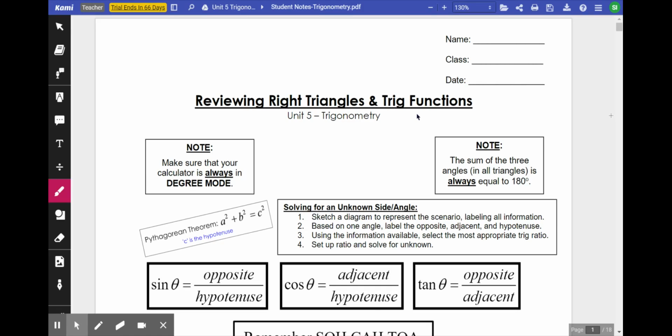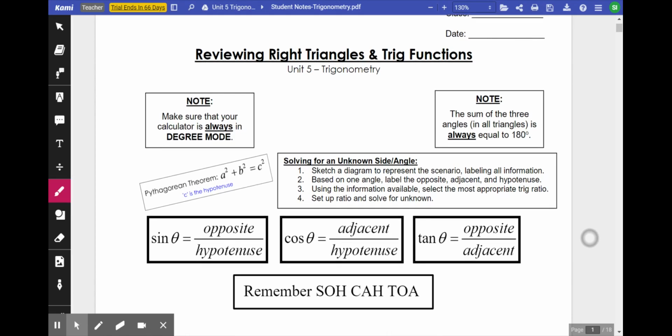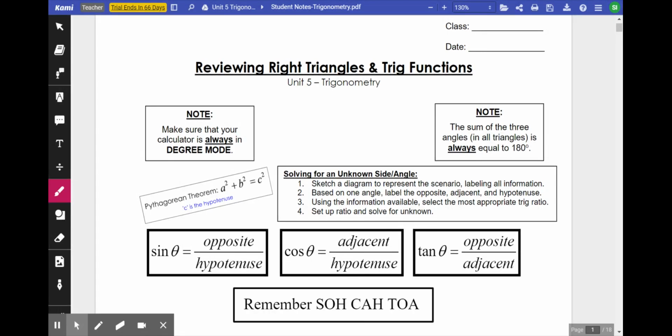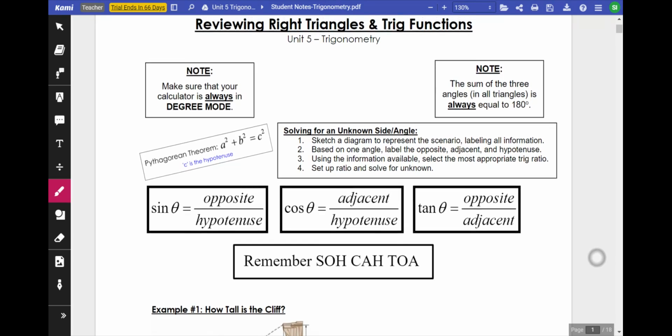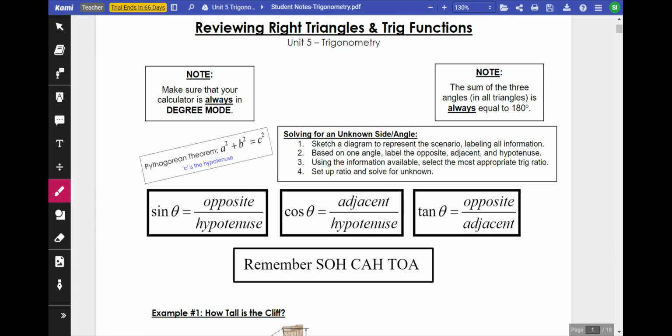Hello, Math 20-3 students. We're going to begin our new unit on right triangles and trigonometry. So our first lesson is going to do a little reviewing on some of the things that you have studied before in past math courses. The first thing, since we're going to be using our calculators quite a bit, we need to make sure that our calculators are in degree mode. Okay, so that's this note up here. Make sure your calculators are in degree mode.